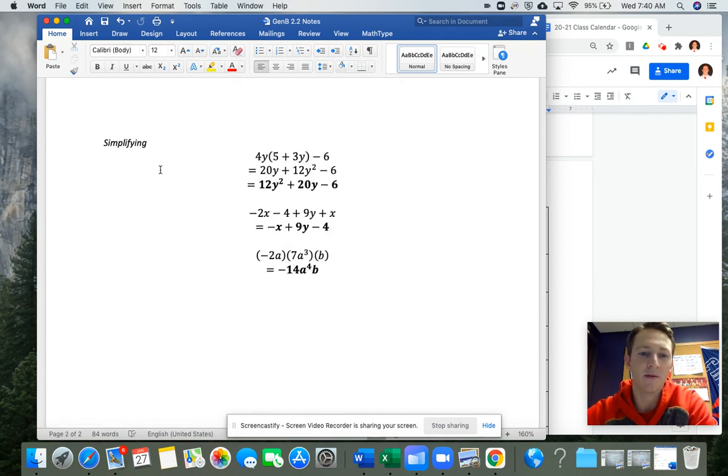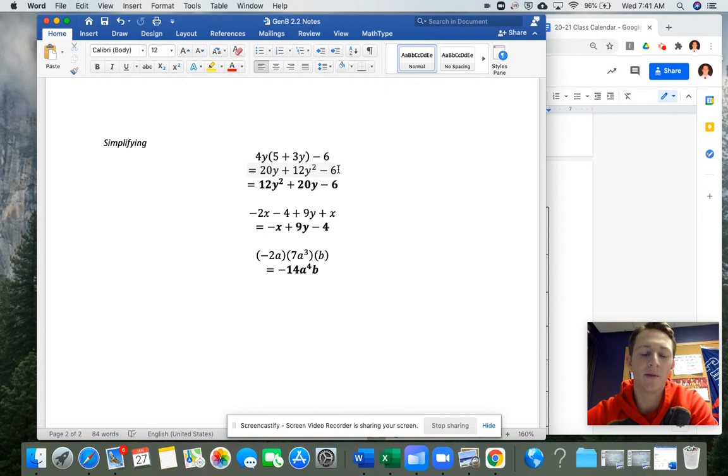Last example, or 2 or 3. Simplifying, so we're going to distribute right here. So we have 4y times 5 plus 3y minus 6. So yeah, we're going to distribute in 4y times 5 is 20y, 4y times 3y, 4 times 3 is 12, y times y is y squared, and then we just have this minus 6 at the end.